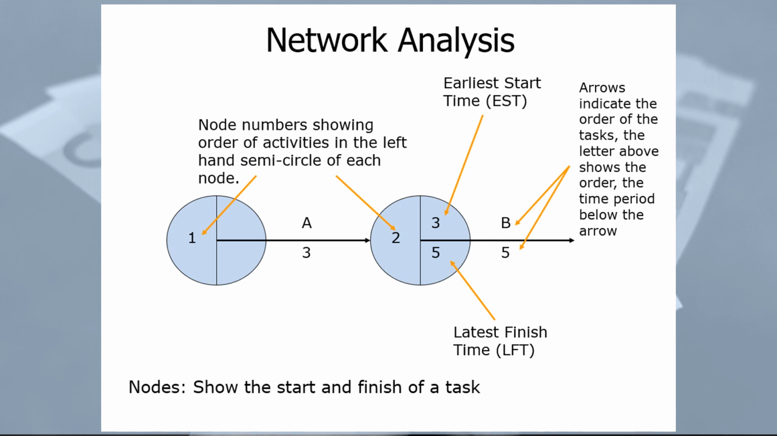So we're going to use an example, and we can see that the earliest start time is 3. If it takes 3 days to get from here to here, then obviously the earliest time we can start number 2 is going to be 3. Okay, so that's how this works out.